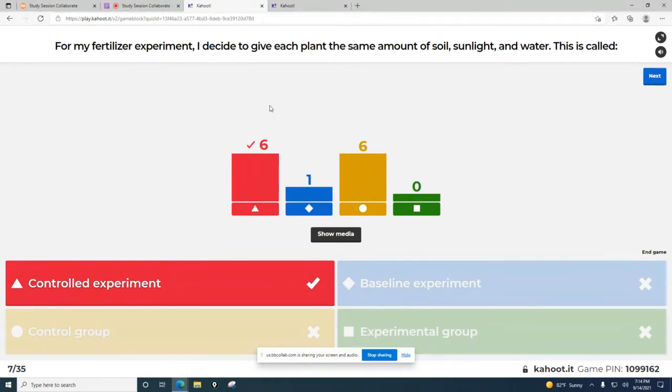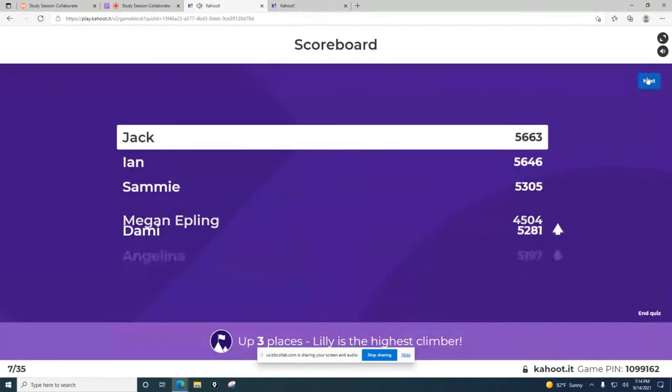Is this clear though? The difference between a controlled experiment, like those baseline conditions, and then a control group. So you're able to get in? Yep. Okay, perfect. So we'll move on to the next one.